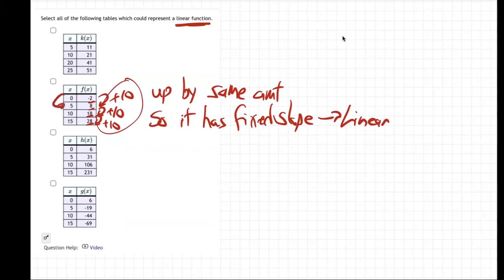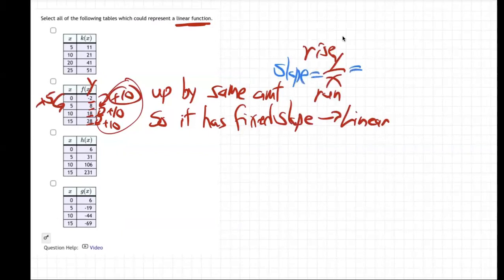Because notice when x goes up by 5, y, f of x, goes up by 10. So y over x, slope, rise over run. That's what slope equals: rise over run. So y goes up by 10 every time x goes up by 5, meaning the slope is 2. Right? This is always going up by 5. See that? And the y values are always going up by 10 at every jump. 10, 10, 10. So that's a slope of 2, one steady slope of 2, and it is linear. So we check that one.